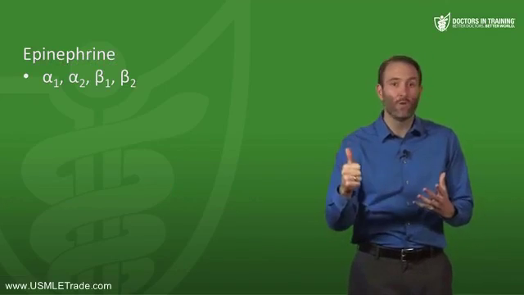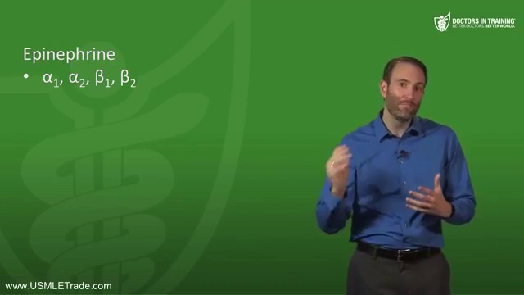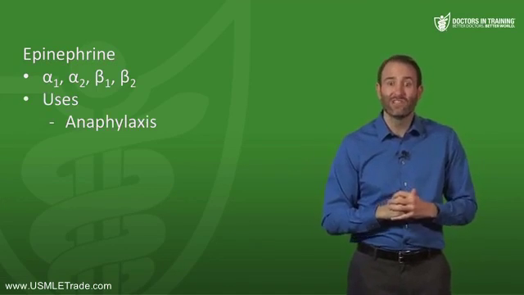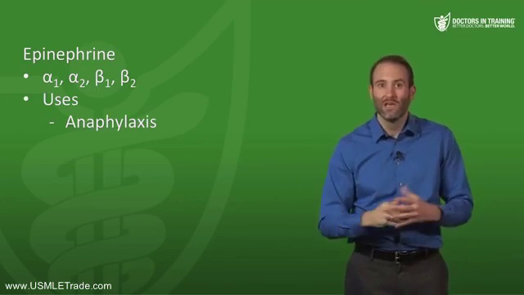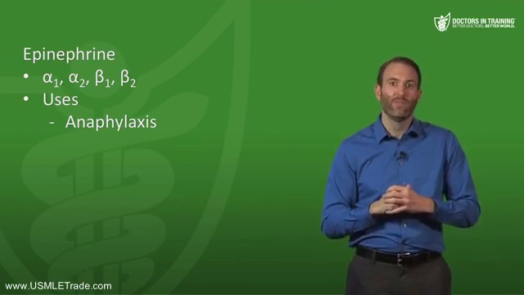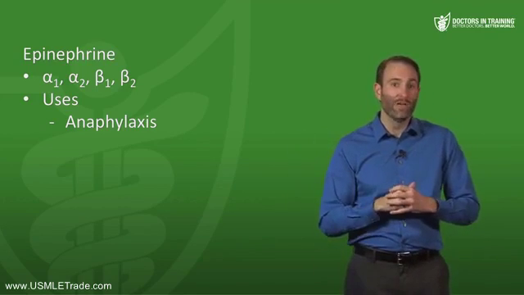So it's going to stimulate alpha-1, alpha-2, beta-1, and beta-2. Now, what are we going to use it for? We'll use epinephrine for anaphylaxis. So if a patient is severely allergic to peanuts or bee stings, he or she may carry around an EpiPen, which is a syringe that the patient can carry around and then self-administer if they're having a big reaction.